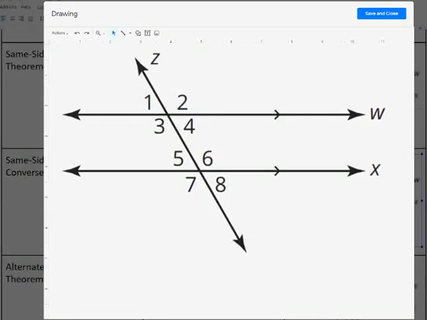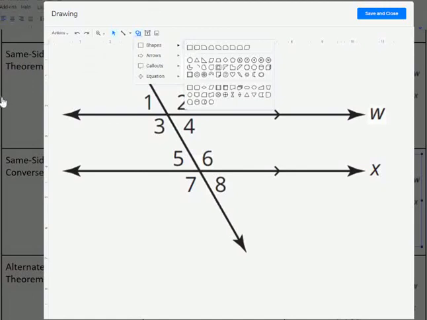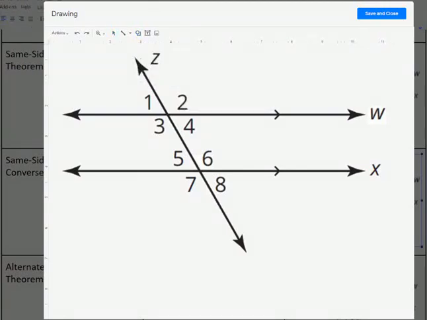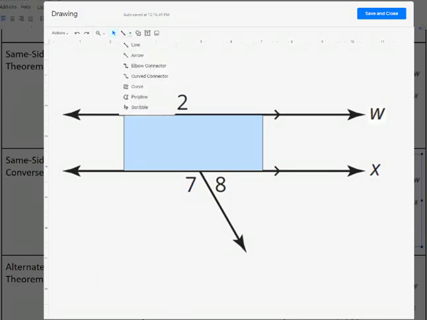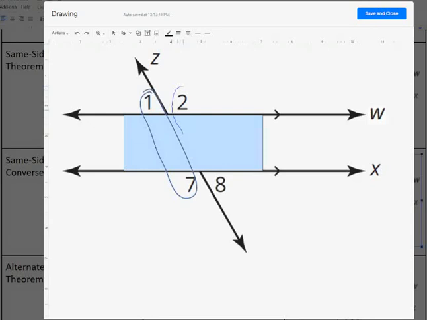Now we're moving on to the same side exterior angles. Okay, so exterior means that we're going to be looking at all of the angles outside of my parallel lines. So let's go ahead and block off all of my angles that are interior so that we can just focus on my exterior angles. Same side exterior angles means, again, we are looking on the same side of my transversal. Therefore, my angles are 1 and 7, and then 2 and 8.